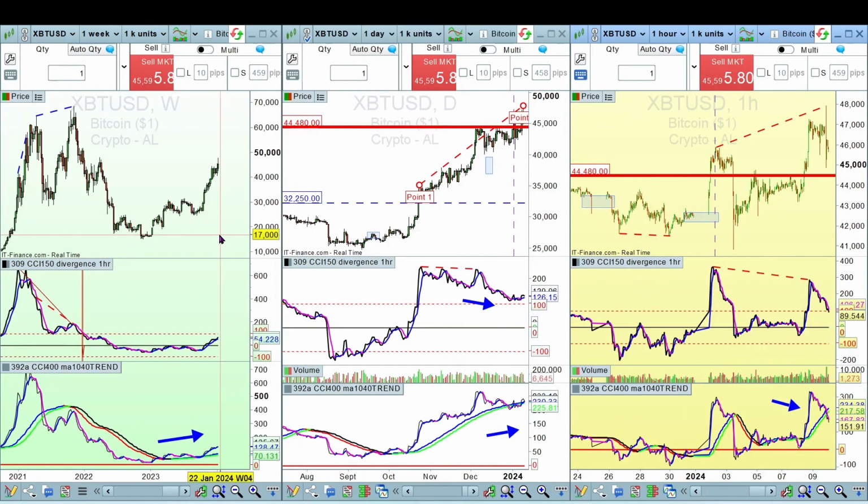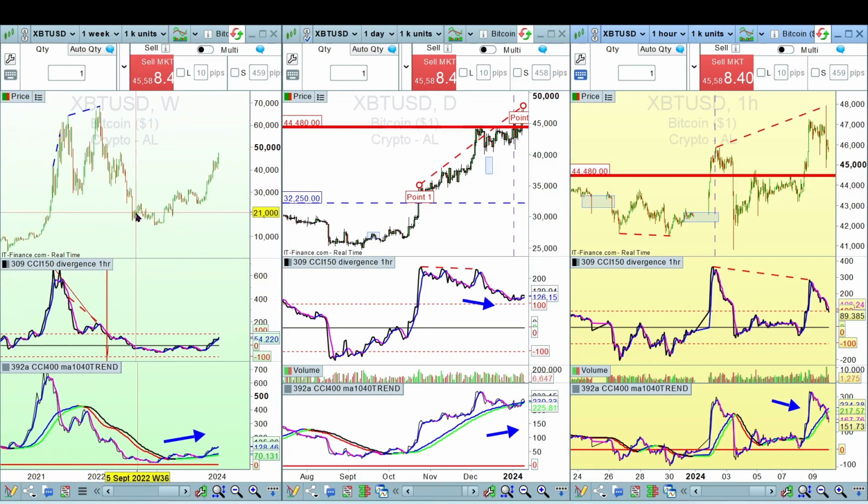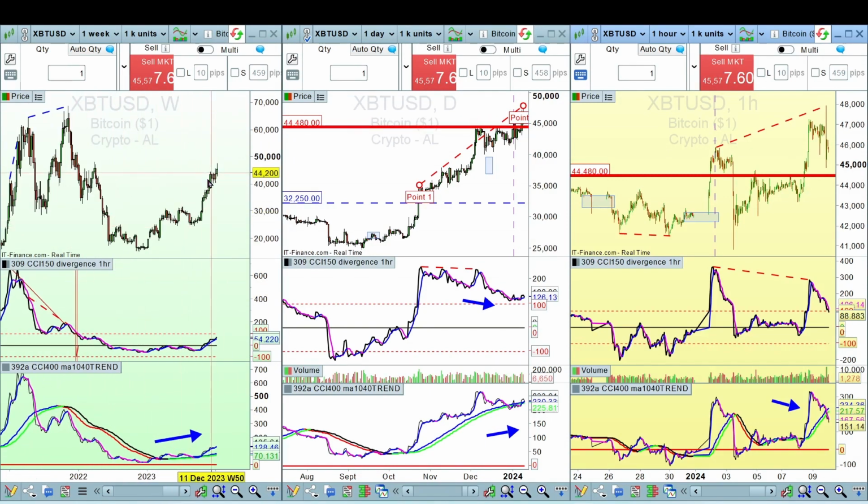Now, as I said, the divergence can be just a bit of a pullback, a retrace before taking further upside, or it can be a complete reversal like it was back here. You can see there was a pretty massive decline on the price. So just be mindful of that as we move forward. I'd suggest it's probably going to be just a small pullback, most likely.